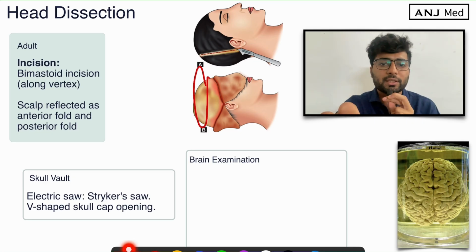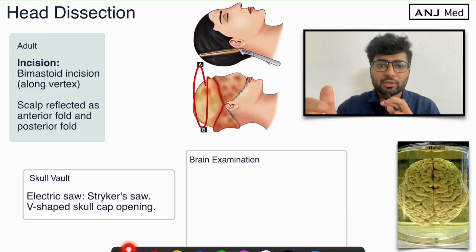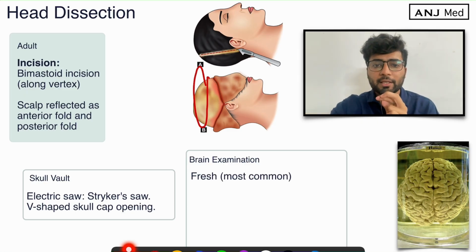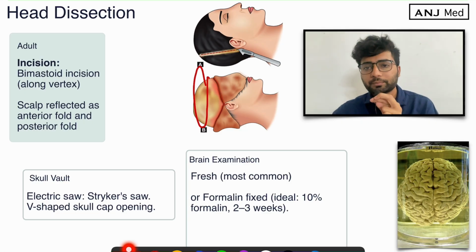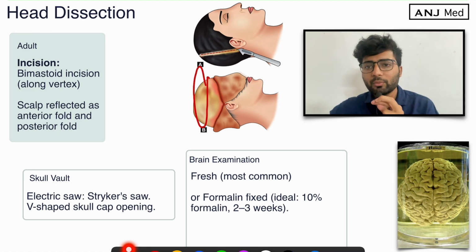The scalp is cut with the help of a scalpel, but the skull is cut with the help of a Stryker saw or electric saw. So we cut a V-shaped opening in the skull to open the brain. Now the brain is removed. And how do we examine the brain? The most common method to examine the brain is fresh. When the brain is removed, just examine it.